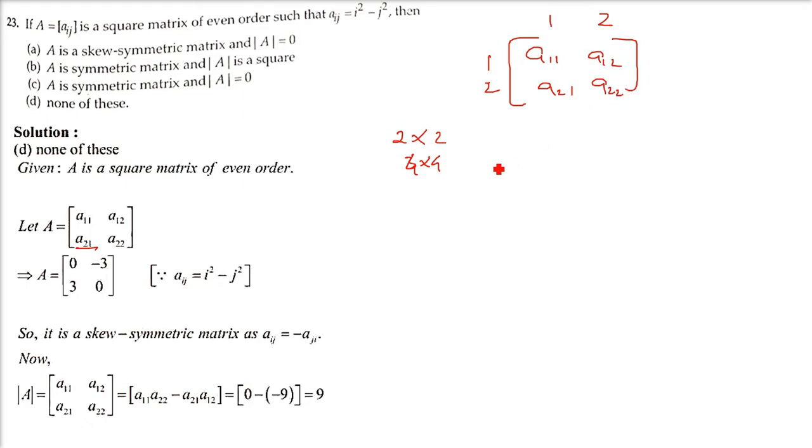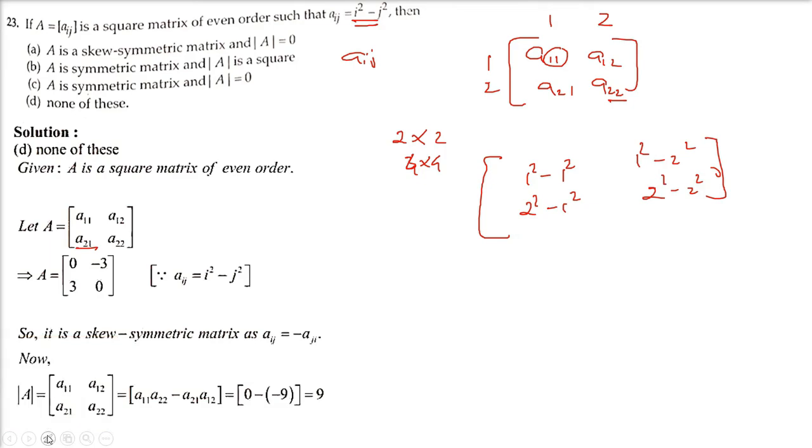Okay. Now you see, Aij is i squared minus j squared, that is 1 square minus 1 square, 1 square minus 2 square, 2 square minus 1 square, and 2 square minus 2 square. Okay, so what do you get? This is just an example.